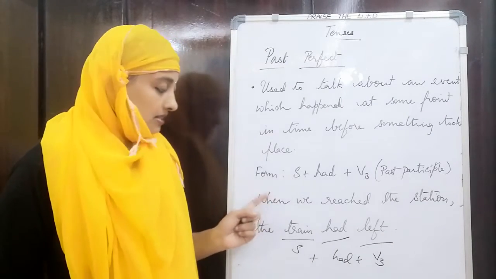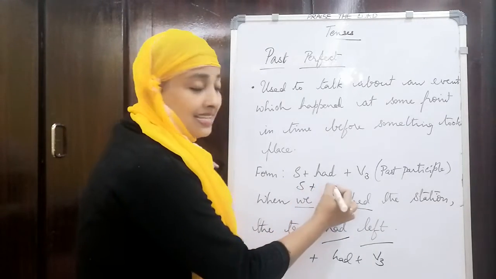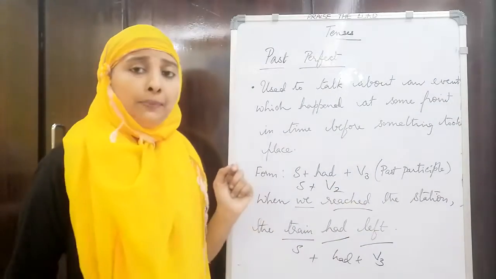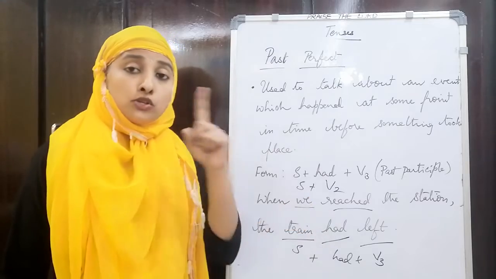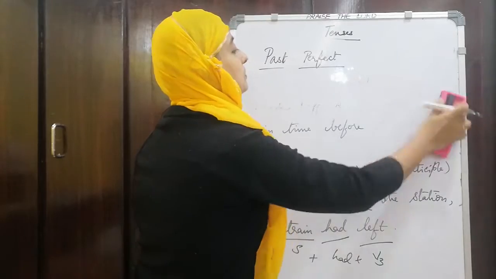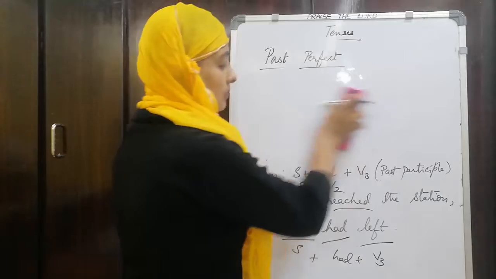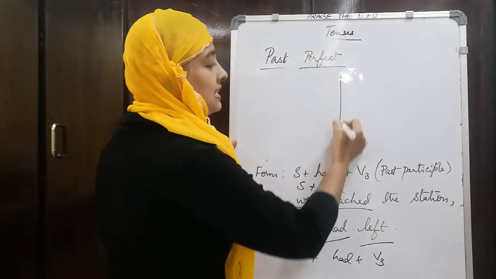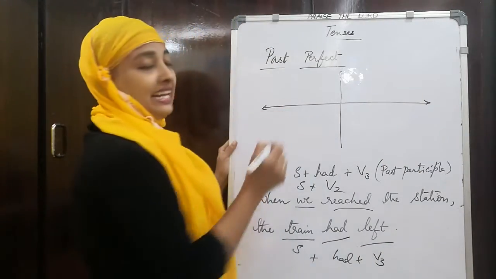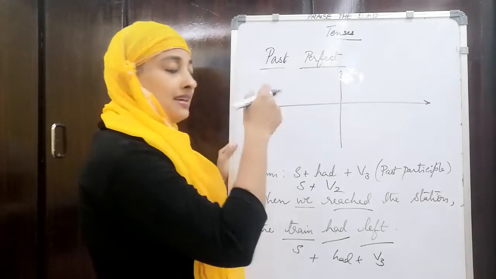There is another event. When we reached the station, we reached. This is subject plus verb in simple past form. So this is simple past. So two events took place. If you represent it in a timeline, two completed actions took place. But the one which took place first is the past perfect tense. It had taken place, like it took place before some other event happened.